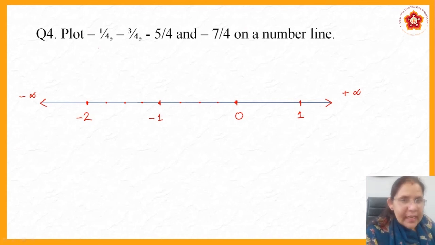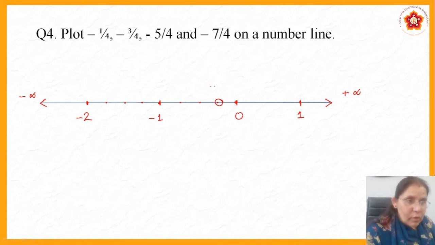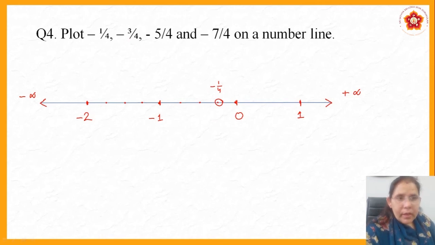That is what the negative sign shows. Now from 0, how many points do we have to move? It is 1 by 4. So the first point is -1 by 4. The next point is -3 by 4. So from 0, the third point, first, second, third. So this point is -3 by 4.